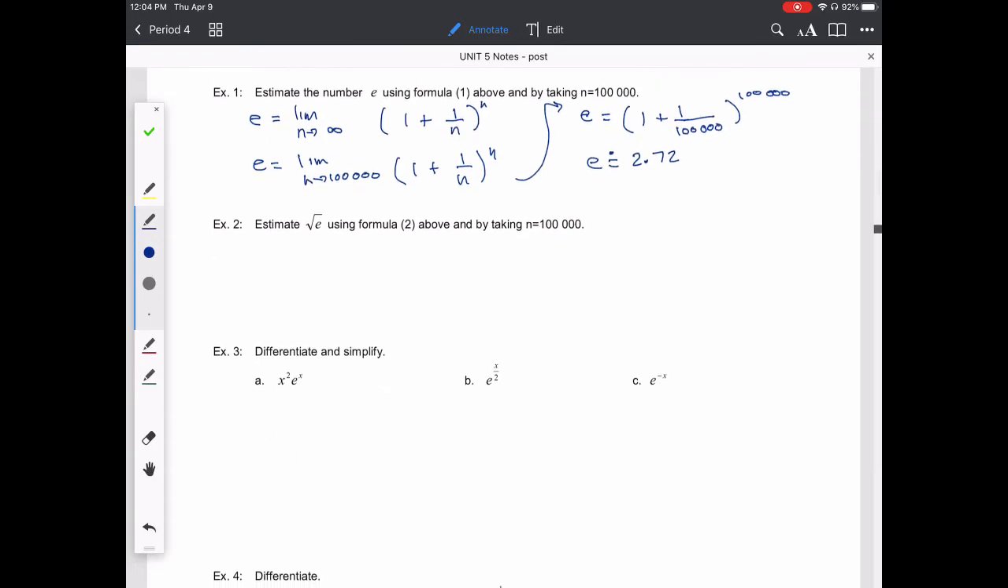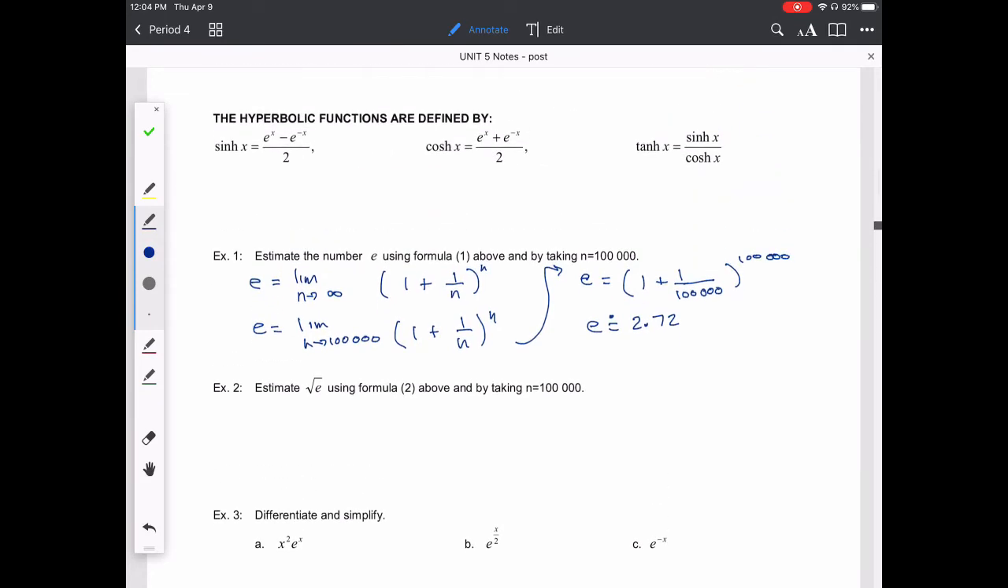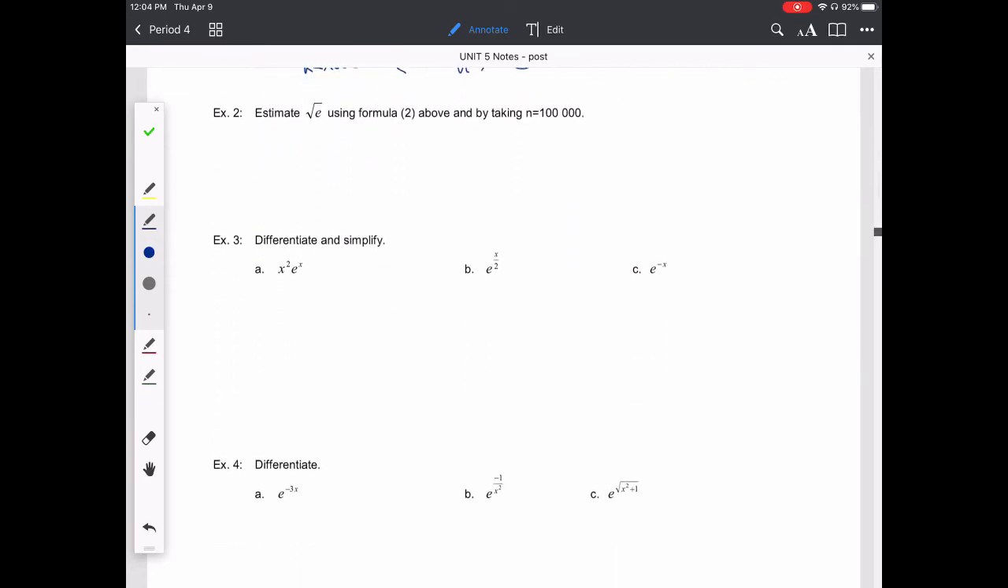For the second example, it's an estimate using formula 2 above, which is on the previous page, so I'll write it down for you. Really what we have to understand is that the root of e is e^(1/2). That's going to be approximately the formula. When I change it over, it's going to be (1 + (1/2)/100,000) to the exponent 100,000. If we put this in our calculator, we get approximately 1.6487, or 1.65.